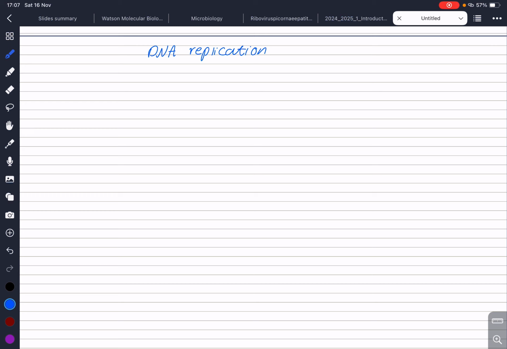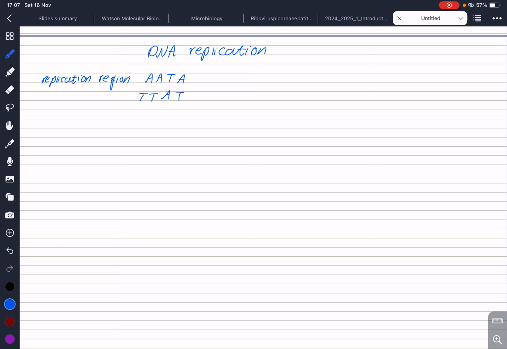How does this process occur? We have a region on DNA that we call the replication region, which has a high rate of AT base pairs. For example, it can be like this. So the parallel strand will have T, T, A, T.